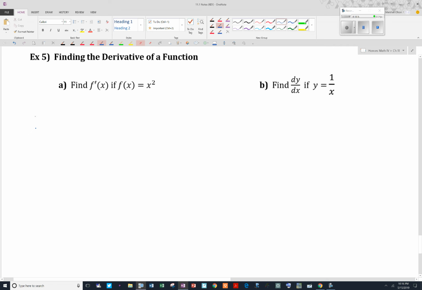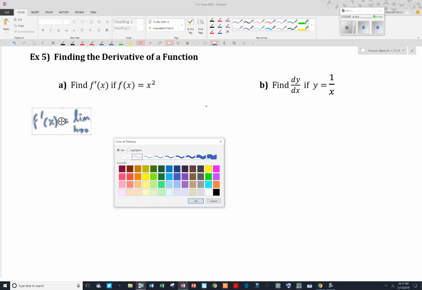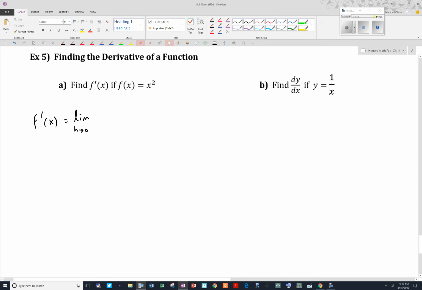So we're going to find f prime of x by taking the limit as h approaches 0. Actually, I'm going to do this here. And we're looking for these two y values here. F of x plus h. Actually, all I'm doing right now is rewriting the formula from up above. And here, f of x.